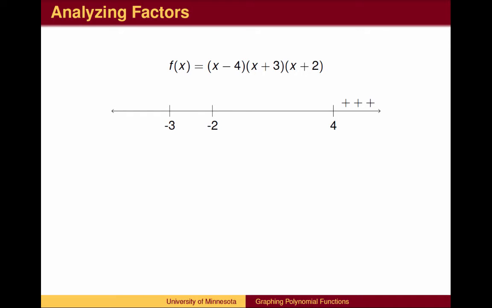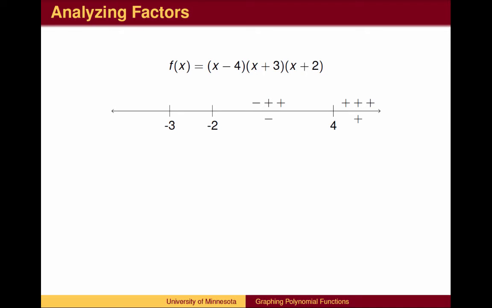When we multiply 3 positive factors together, we get a positive answer. Therefore, at the right of the graph, we will have positive y values, and therefore the graph will be going up. Between negative 2 and 4, one of the factors changes signs from positive to negative. We can verify this by plugging in any number between negative 2 and 4, for example 0.